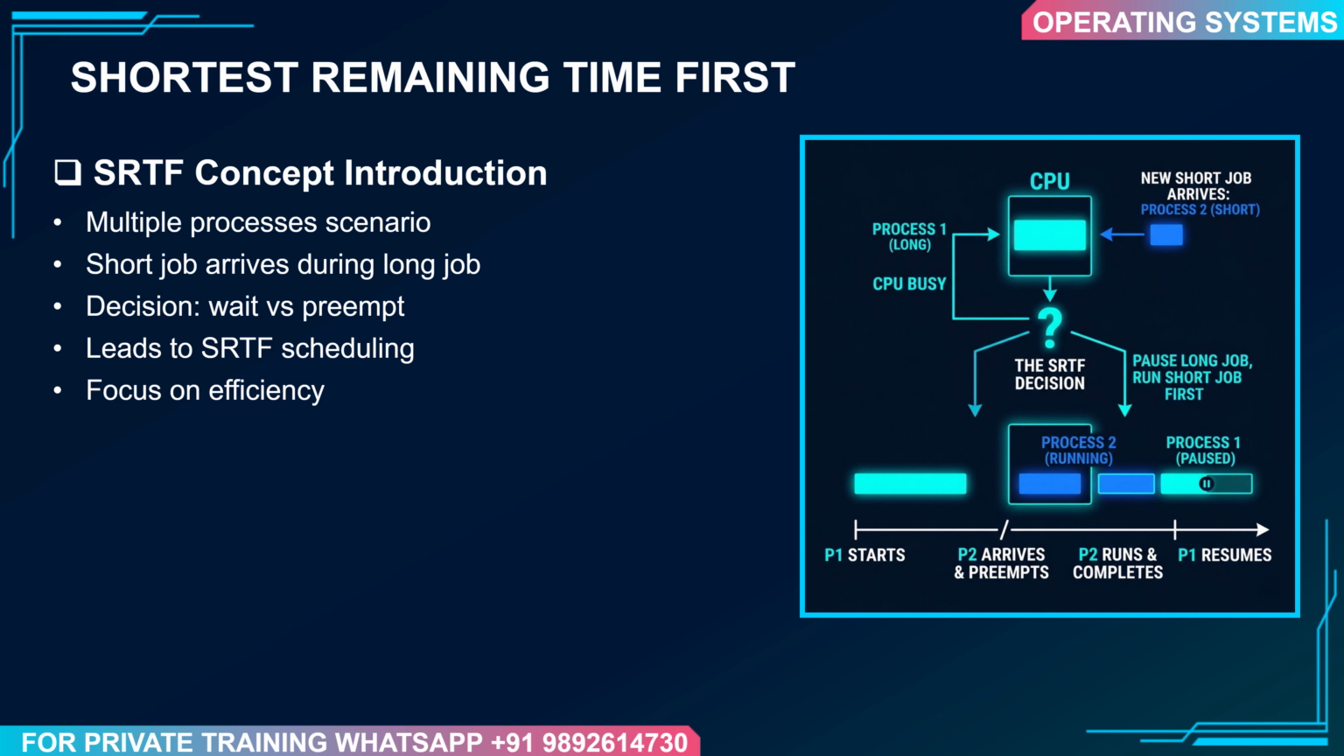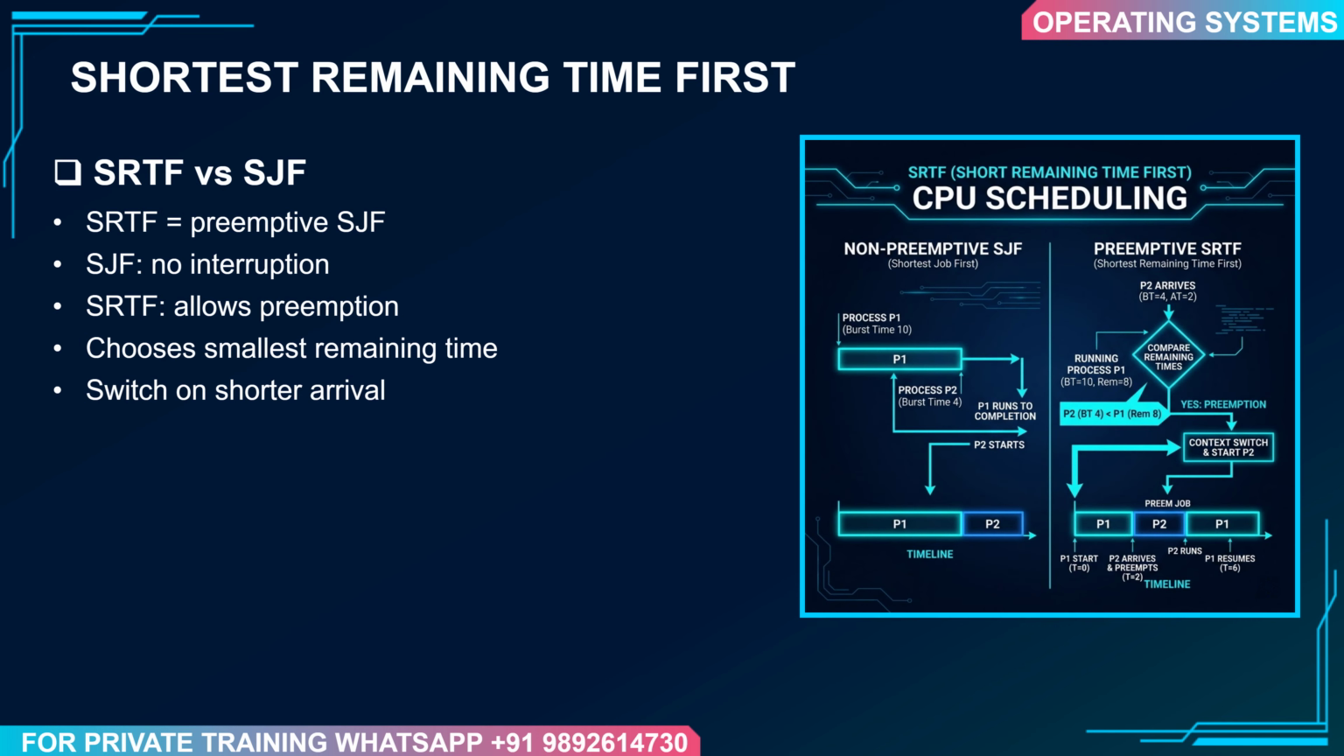SRTF is basically the preemptive version of the Shortest Job First algorithm. You already have an idea of SJF, where the process with the smallest burst time gets executed first. But SJF had a limitation. Once the process started running, it would continue until completion, even if a shorter process arrived in between. SRTF improves this by allowing interruption.